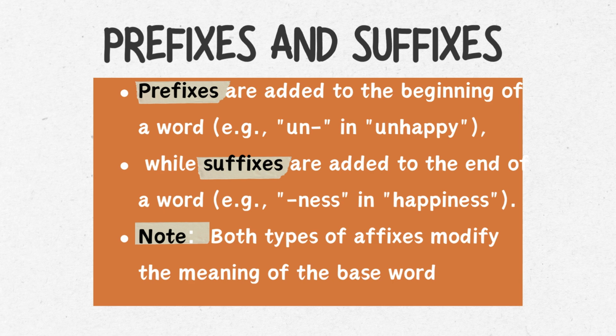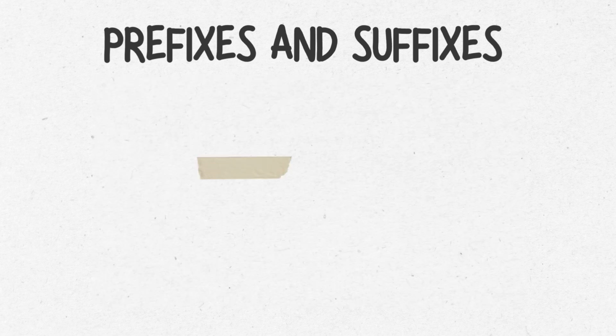So prefixes are added to the beginning of a word. For example, un in unhappy. Okay. Then we have some other examples such as dislike, disobey, dishonor, incomplete. Then suffixes. Suffixes are added to the end of a word. For example, ness in happiness, full in grateful, and many more. Now, both types of affixes modify the meaning of the base word.